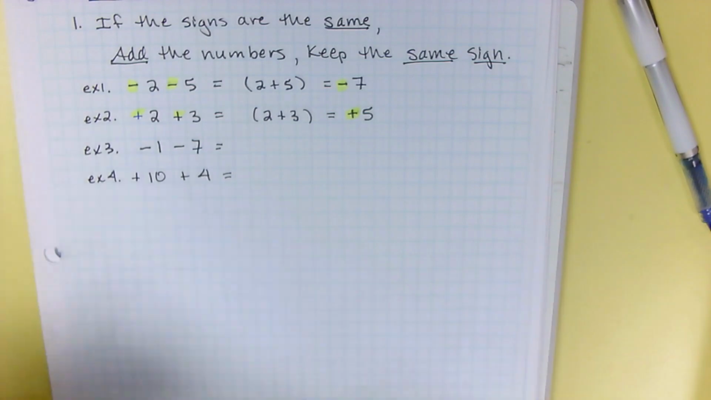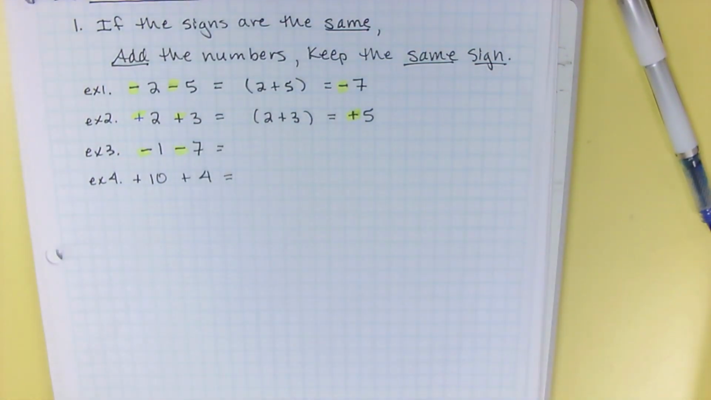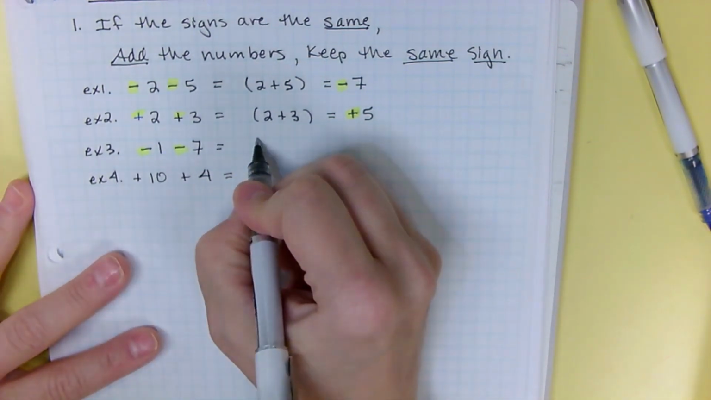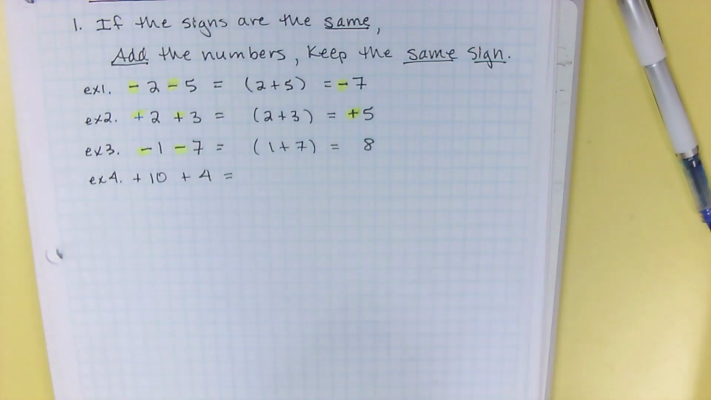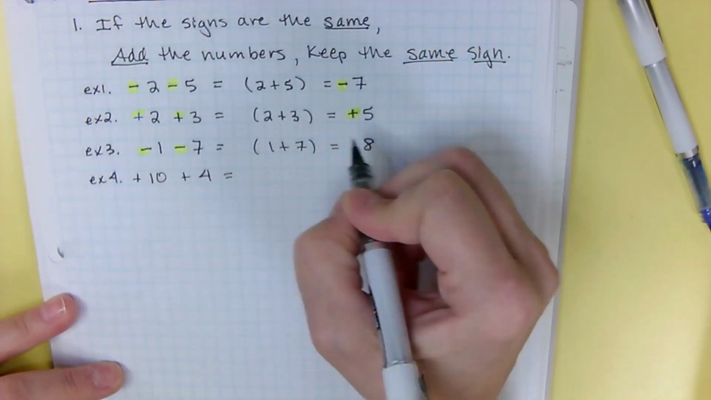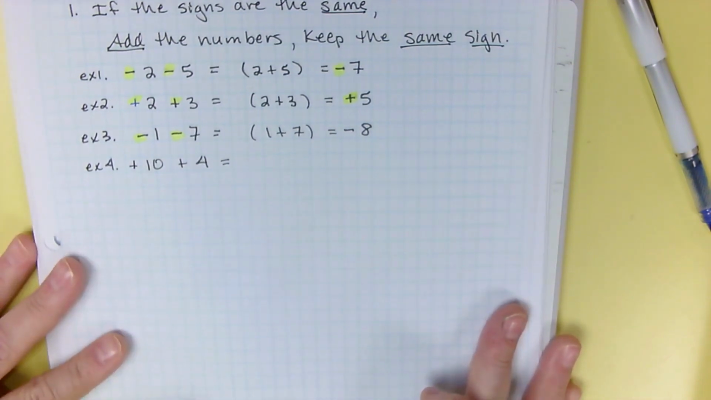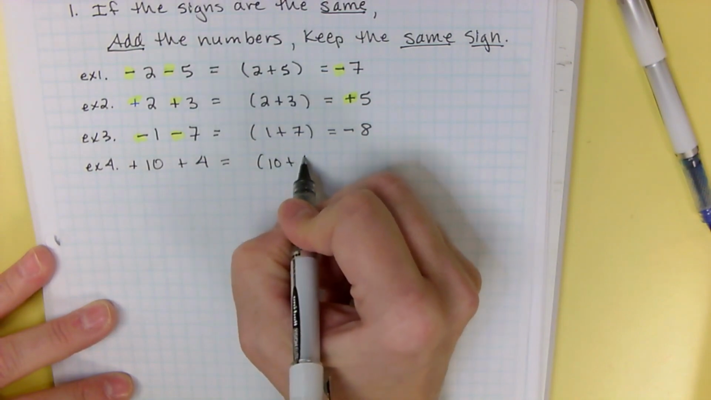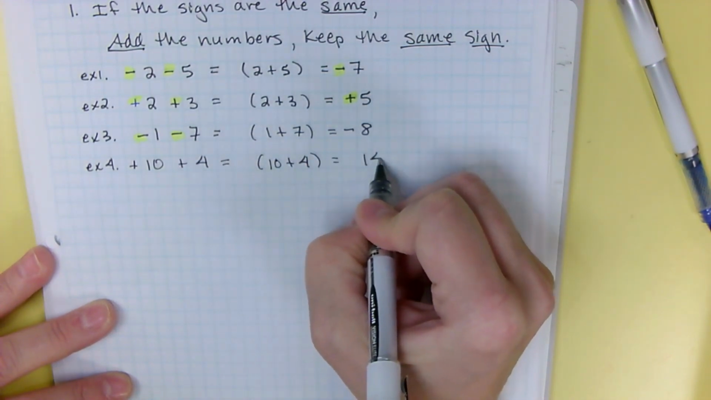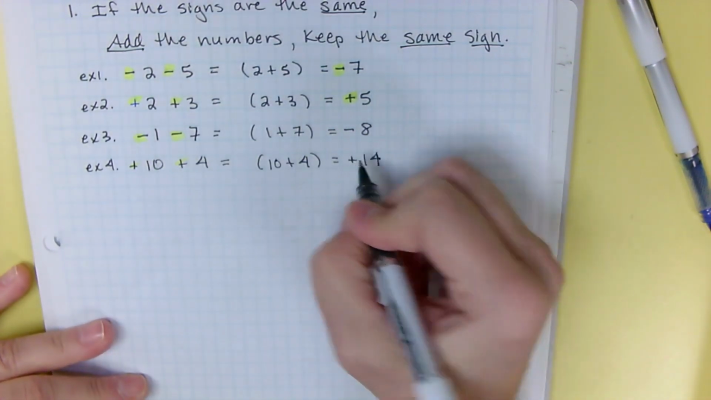All right, so let's look at this. We have 2 negative numbers being added or subtracted. So we're going to add the numbers in your head, 1 plus 7, which is 8, and keep the same sign. These are both negative, so the 8 is negative. All right, let's do the positives. 10 plus 4. We add in our head, we get 14. They're both positive. So our 14 is positive.